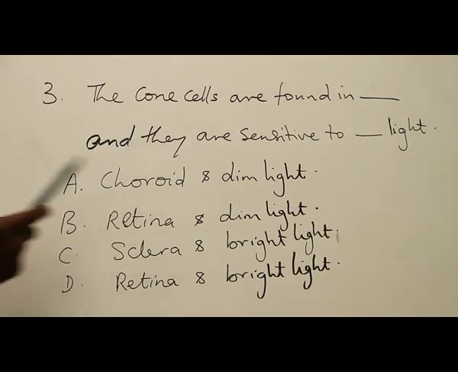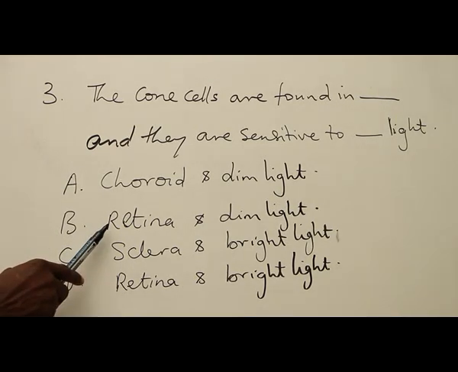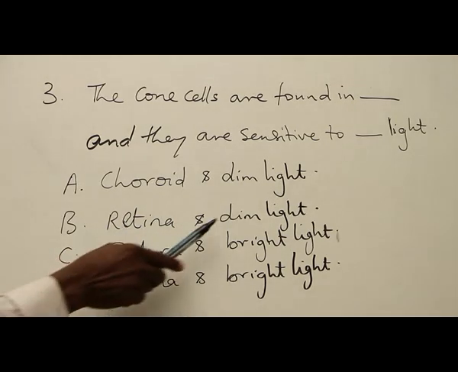Cones are not found in the choroid. The choroid is the second layer of the eye that gives pigmentation to our eye. B, retina and dim light. Cone cells are found in the retina, but they are not sensitive to dim light.